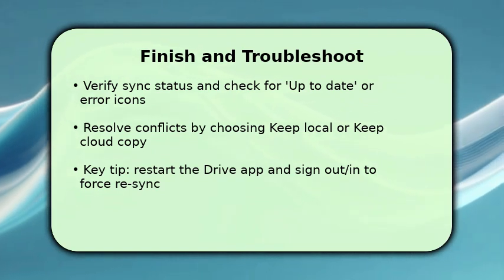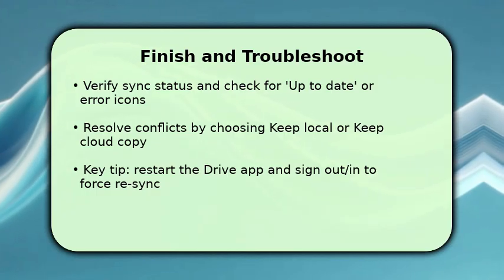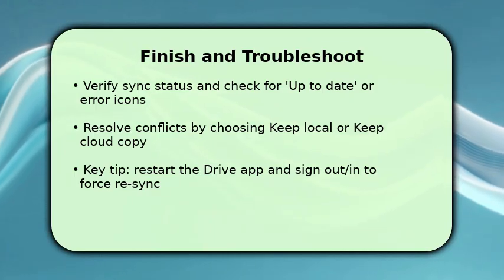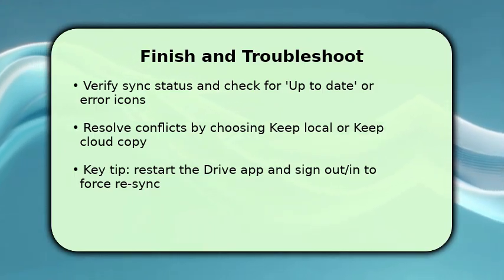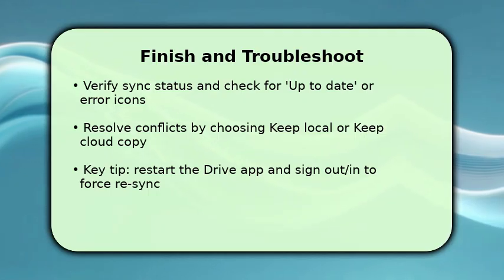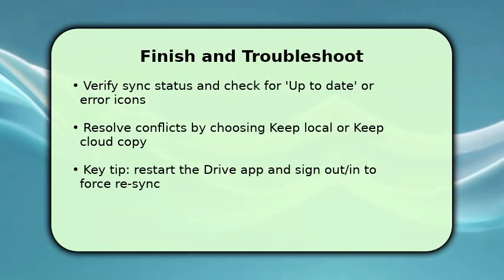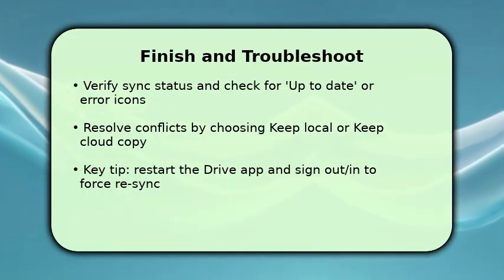If you encounter file conflicts, pick whether to keep the local or cloud version and then let Drive resolve duplicates. For stubborn sync issues, restart the Drive app and sign out, then sign back in to force reinitialization. If that fails, pause and resume syncing or reboot your PC. These steps usually resolve permission or network hiccups quickly.